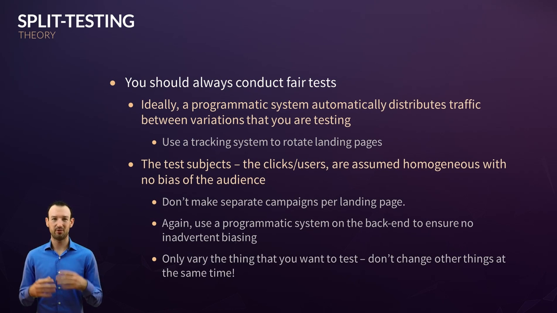Now, for this, we generally use a tracking system to rotate landing pages and offers and funnels and various things. At the traffic source end, typically when we upload lots of banners, the responsibility is on the traffic source to split traffic amongst those banners evenly. And this brings me to my next point, the test subjects, so the users who are actually clicking. It's assumed that the audience clicking on your banners is uniform and homogeneous with no bias between banners.